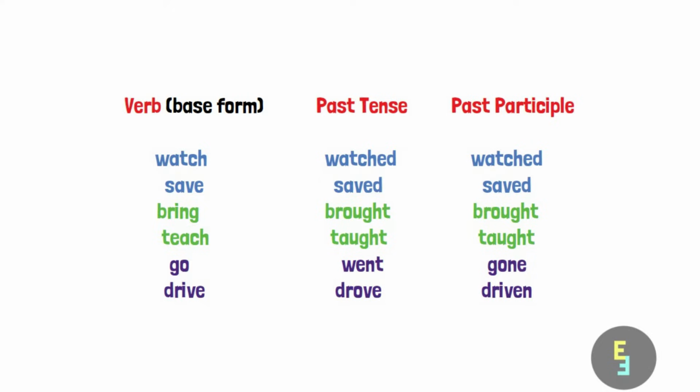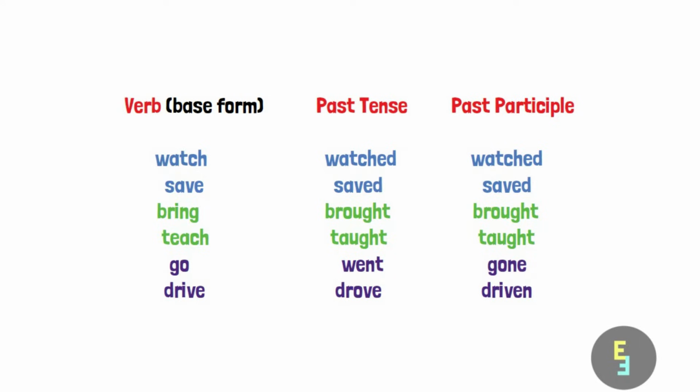Now, let's read verbs in blue text. The base forms are watch and save. If you noticed, the past tense and past participle forms have the same spellings. They both added ed to form the past tense and the past participle. This is because these verbs are regular verbs. When the verb is regular, it has the same spelling when used both as past tense and past participle.